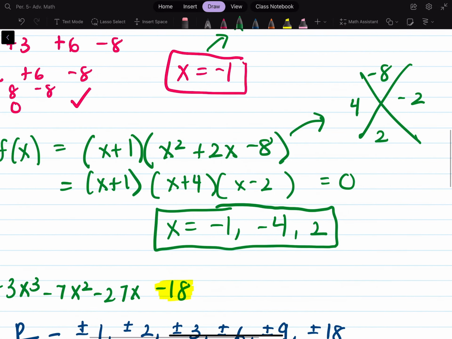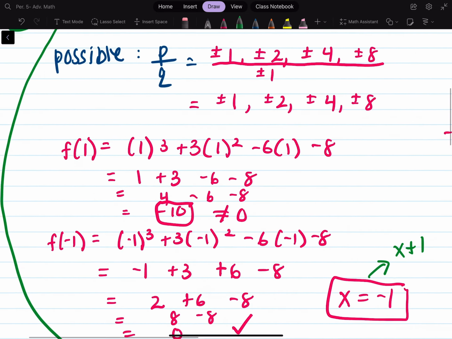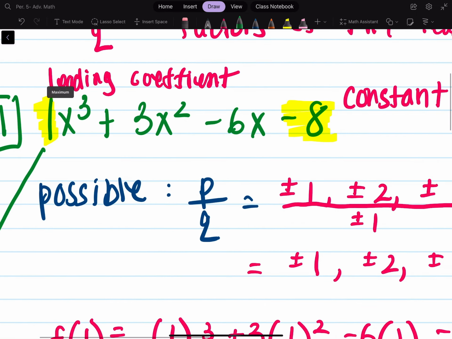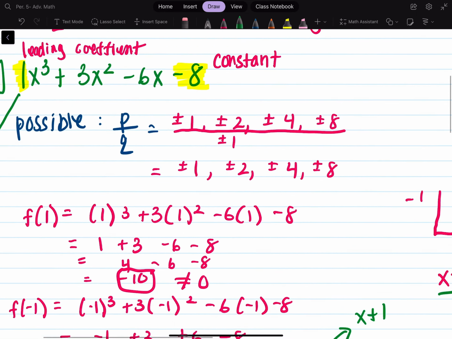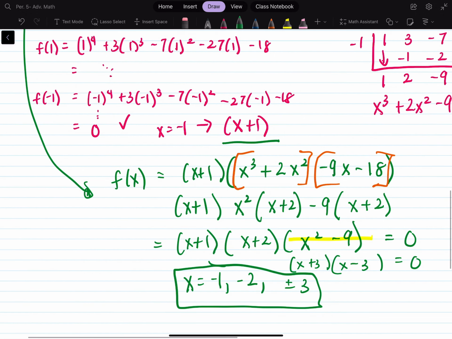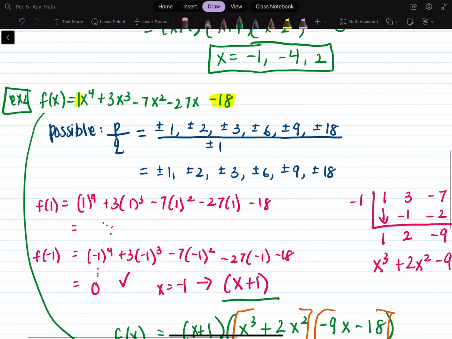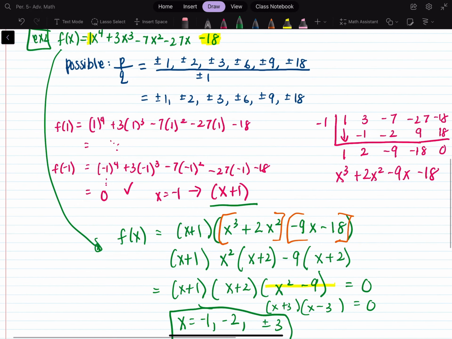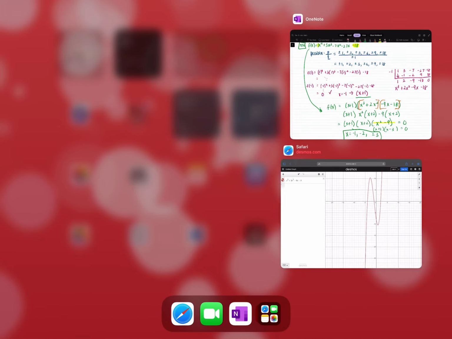Over here, how many zeros did I get? 1, 2, 3, 4. And what was my degree? 4. Remember, the degree tells you the number of real zeros that you'll have in a polynomial. So in this case, you expect 4 real zeros since the degree of your polynomial is 4. Again, you can always verify this by going onto Desmos and graphing it.